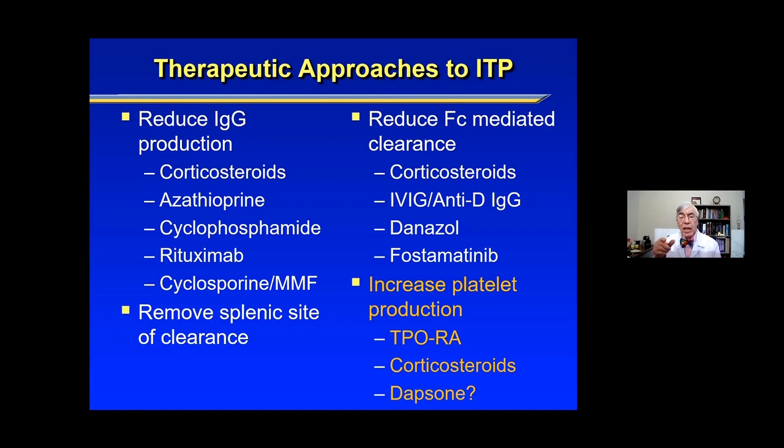In contradistinction are therapies such as the TPO receptor agonists, such as eltrombopag, also called Revolade, and romiplostim, also called Nplate.